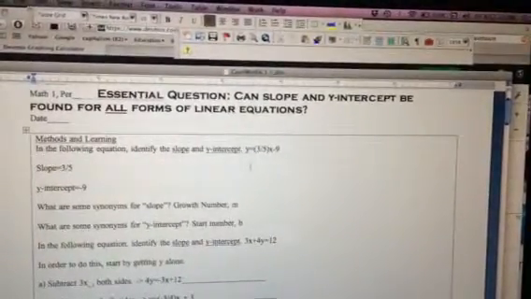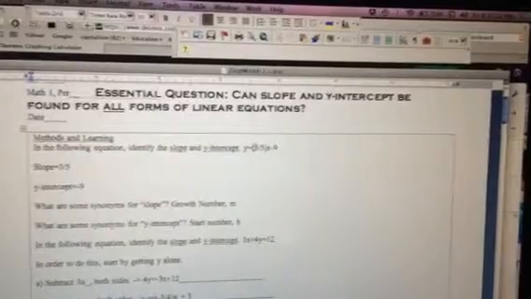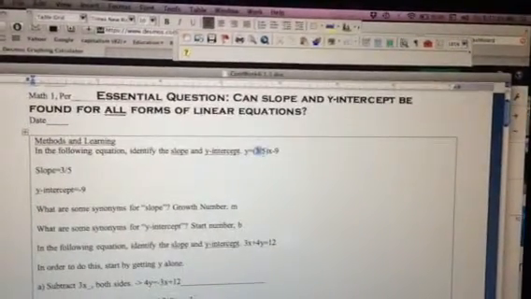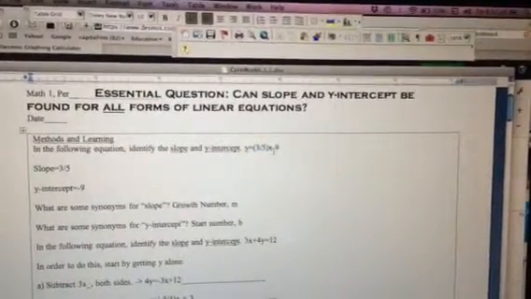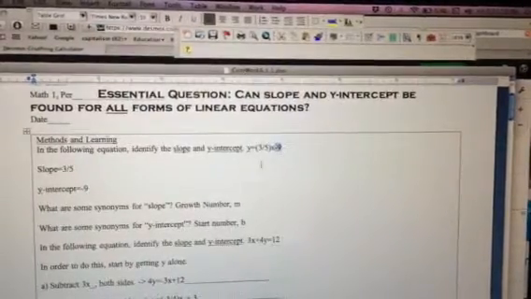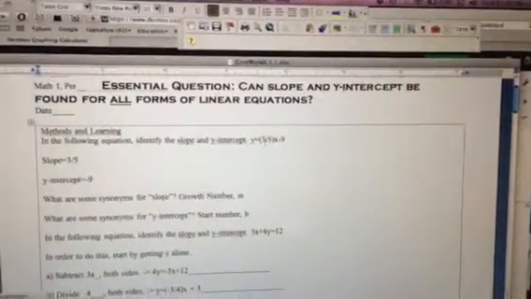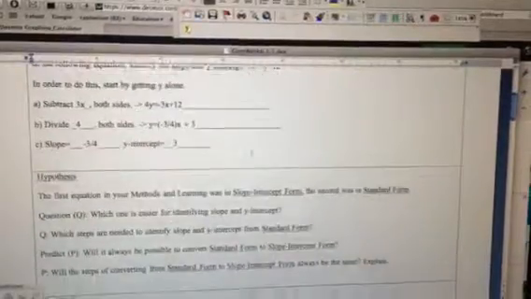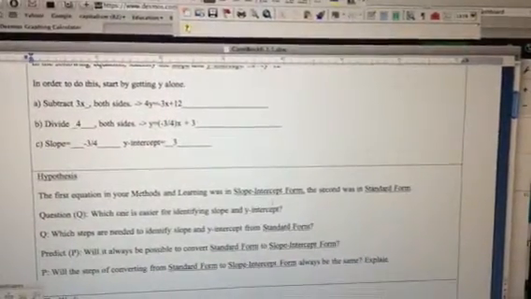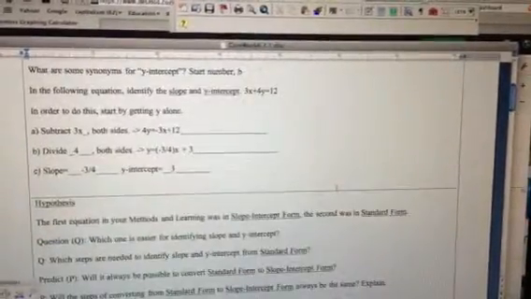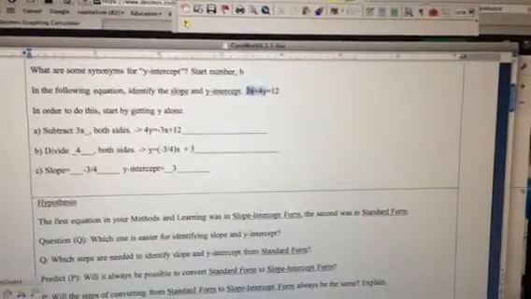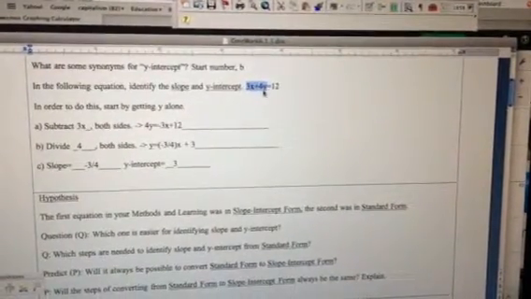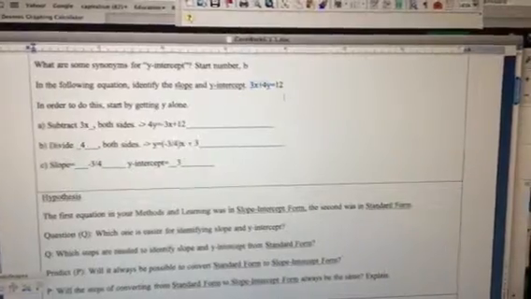This is slope-intercept form. It's called that because it gives you the slope right here, which is 3 over 5, followed by the y-intercept, which is -9. So it's called slope-intercept form because you can see the slope and the y-intercept right away. Back to the hypothesis, it says the second was in standard form, and that's this one here. Standard form is when both variables are on the same side of the equation.